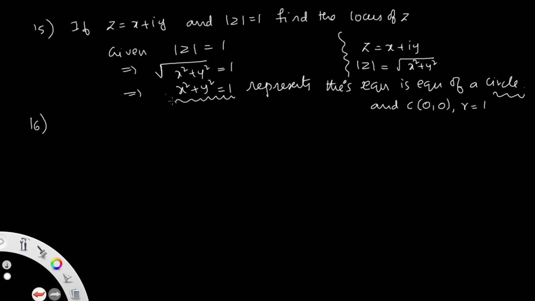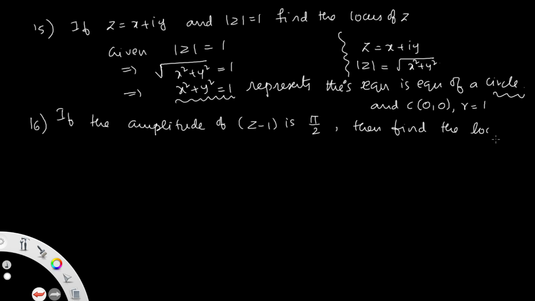Next question, that is question number 16. If the amplitude of z minus 1 is pi by 2, then find the locus of z. Same thing, then find the locus, it is a similar question. Find the locus of z. Amplitude means theta. In the question, it is given that z minus 1 has amplitude pi by 2. So let the equation be z minus 1 equal to, the amplitude is given as pi by 2.